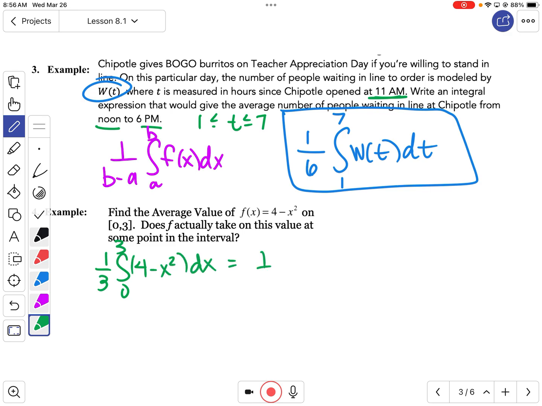Let's take our antiderivative. You're going to keep that 1/3. What's your antiderivative going to be?